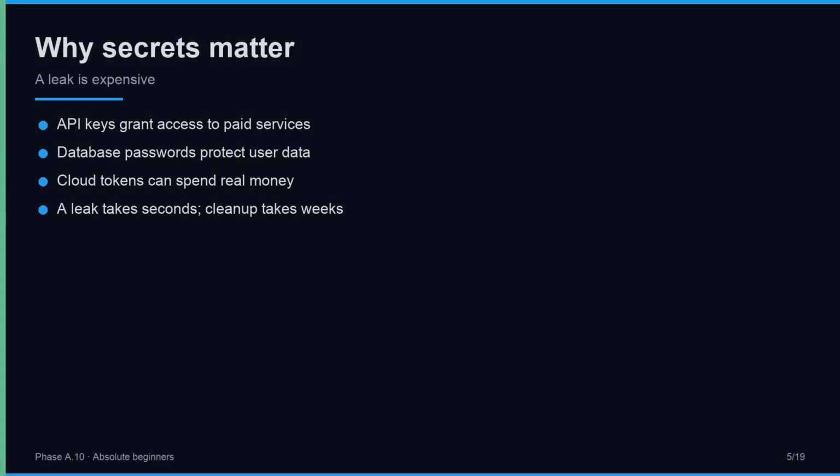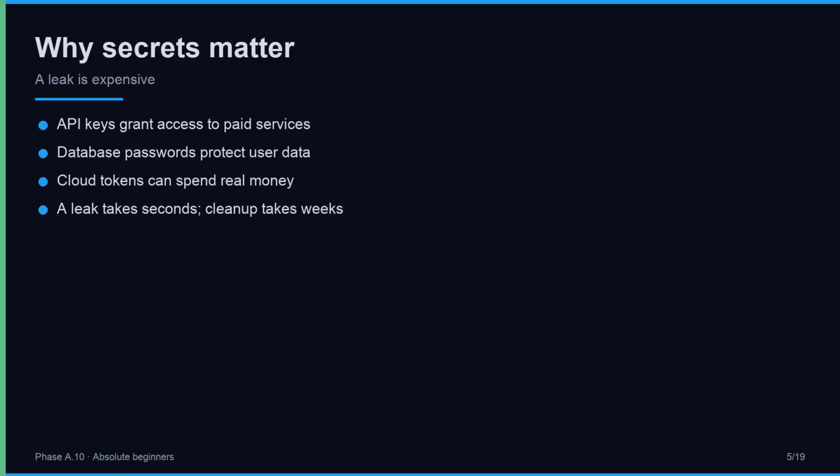Why do we care so much about secrets? Because a leaked API key can run up thousands of euros of cloud bills overnight. A leaked database password can expose every user record you store. A leaked cloud token can let attackers spin up machines in your name. The leak itself takes seconds, you push to Git with the key still in the file. The cleanup takes weeks. Prevention is far easier than recovery.